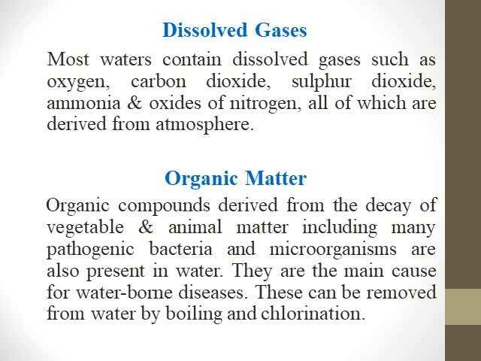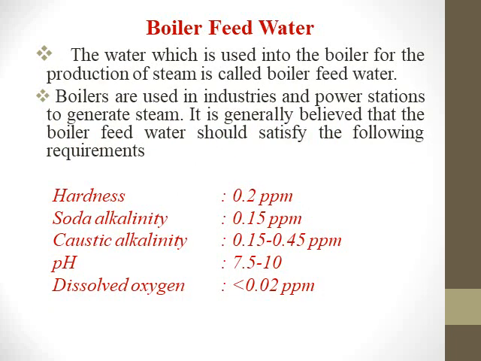And the organic matter mainly includes animal and vegetable matter, along with pathogenic bacteria and some microorganisms, which will be present in the form of organic impurity. That impurity should be removed. All four impurities should be removed before water gets inside the boilers. The water which is fed to the boiler should be free from all four different types of impurities, and it will be used in industry.